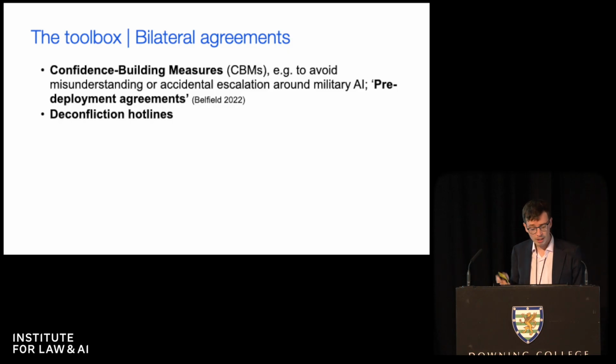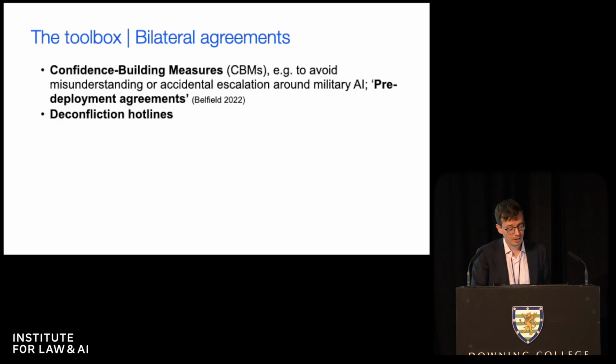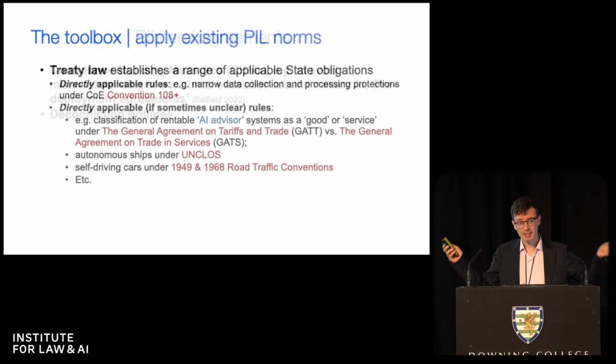Another tool is bilateral agreements, whether confidence-building measures between states, or narrowly scoped pre-deployment agreements, or in the context of military uses, deconfliction hotlines around the use of these systems. We can, as international lawyers like to say, apply public international law norms. They are old. That does not mean that they're outdated. Treaty law has a whole bunch of applicable state obligations. You can think about directly applicable rules to some part of the AI supply chain.